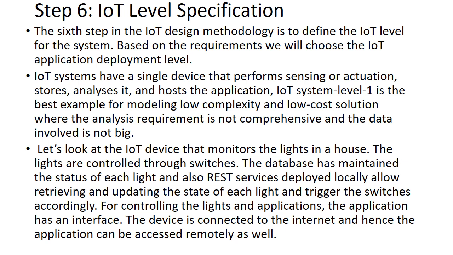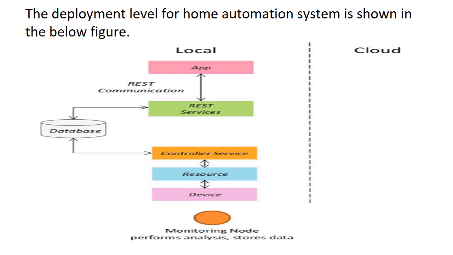So, an IoT device that monitors the lights in a house. The lights are controlled through switches. The database maintains the status of each light, and a REST service deployed locally allows retrieving and updating the state of each light and triggering the switches accordingly. And this is the home automation system deployment level and local service, where the controller service interacts with the resource and then it interacts with the device.